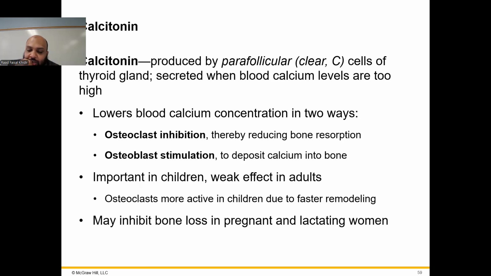It's important in children and it has weak effect in the adults. Osteoclasts are more active in children due to faster remodeling, and they may inhibit bone loss in pregnant and lactating women.